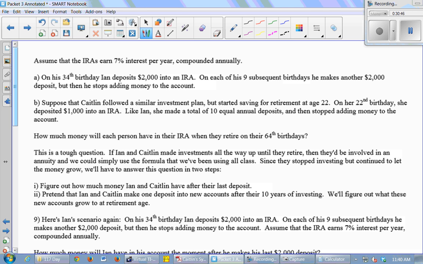And Caitlin's going to follow a similar investment plan, but I'm going to start saving at 22 instead of at 34. Okay, so on my 22nd birthday, I put in $1,000. I'm only 22. I don't make that much money. So I put $1,000 a year into this IRA. Like Ian, I'm going to make 10 equal annual deposits, $1,000 a year for 10 years. So Ian is investing double what I'm investing, but I'm starting 12 years earlier. We want to see how much money each of us will have when we retire on our 64th birthdays.